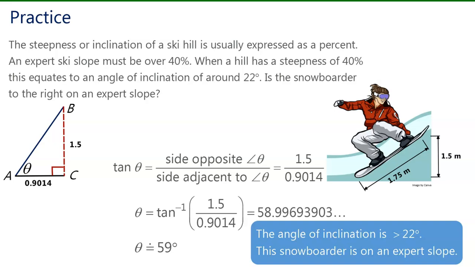The angle of inclination is much greater than 22 degrees, meaning this snowboarder is on an expert slope.